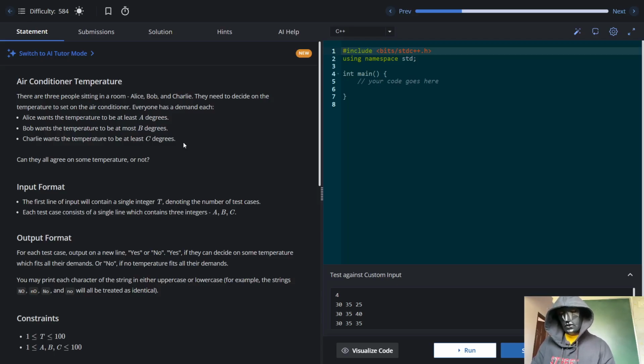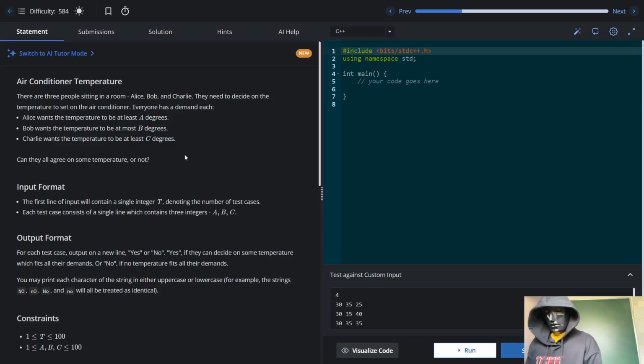So Alice and Charlie are both saying the temperature has to be at least A degrees and C degrees respectively. But Bob is saying the temperature has to be at most B degrees, not more than that. So they're asking, can they all agree on the same temperature or not? They've given temperatures A, B, and C. If these three temperatures are given, can they all set a proper temperature at one point or not?